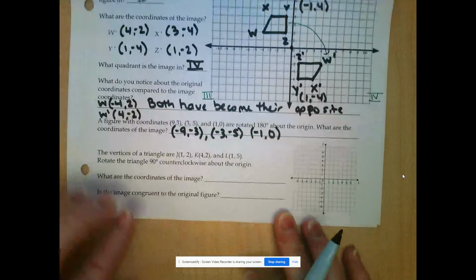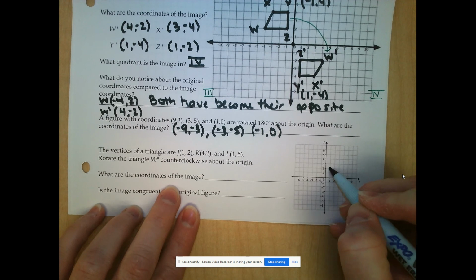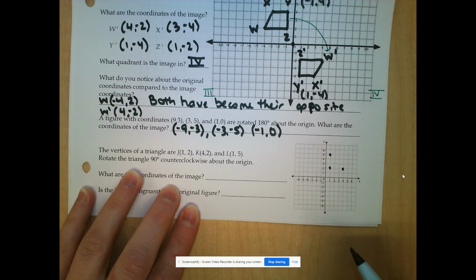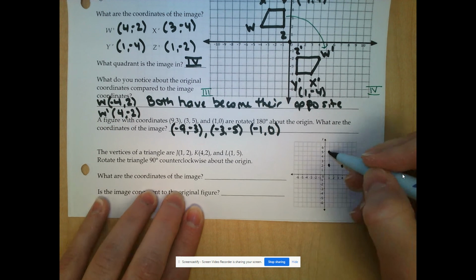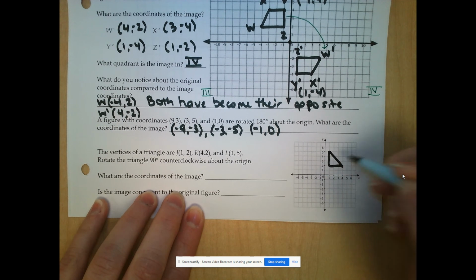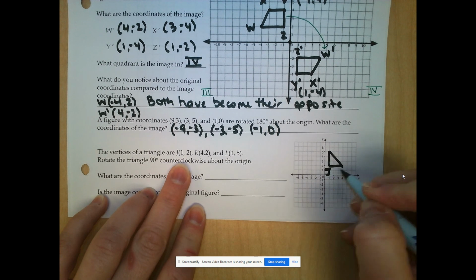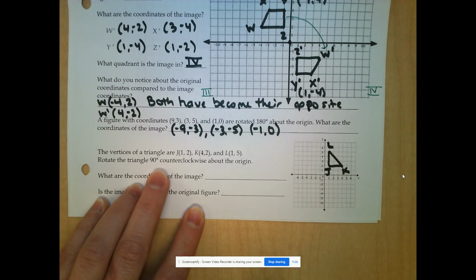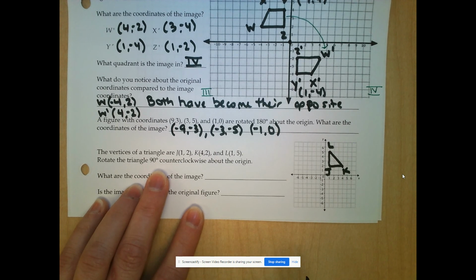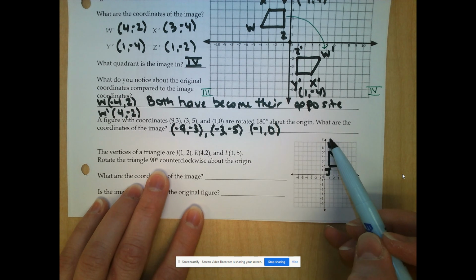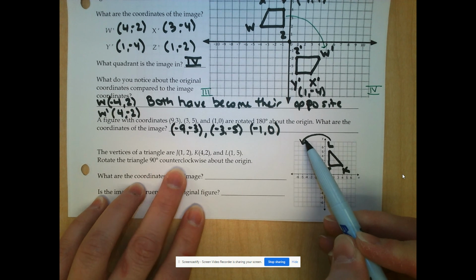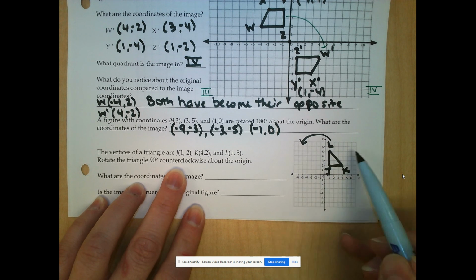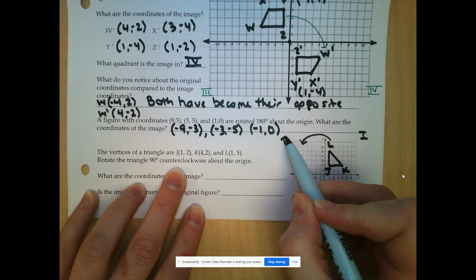The vertices of a triangle, 1, 2, 4, 2, and 1, 5. Rotate the triangle 90 degrees counterclockwise about the origin. So here is my original. I've got J, K, and L. So I'm going to go 90 degrees counterclockwise. So how do I do that? First, I have to realize that counterclockwise is going to be over here. It's 90 degrees, so it's only going to move by one quadrant, because that's a quarter of a turn, from quadrant 1 to quadrant 2.